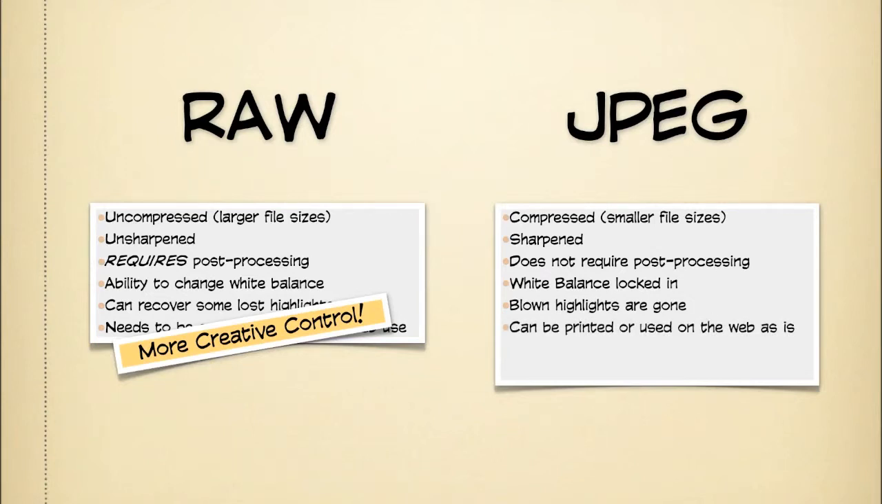Now, one of the huge benefits of JPEG is that you can print it or use it on the web without any processing. You could just export it directly. One of the main problems I have with JPEG is that the camera is deciding saturation, contrast, sharpening, white balance, a lot of really important decisions that I want control over. So you're leaving that up to the computer, or a little computer that's in the camera.